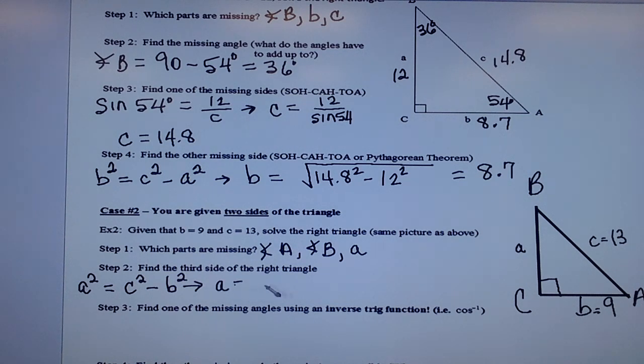A is going to equal the square root of 13 squared minus 9 squared. So when I do that, remember you can put this all in the calculator at the same time. And when you put that all in the calculator, you should get 9.4.